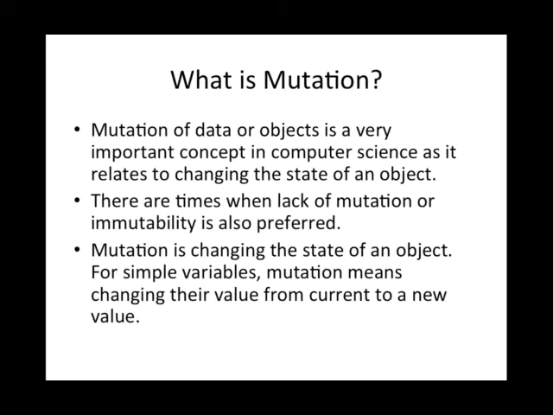So what is mutation? This is a new word I introduced, so I should talk about that. Mutation of data or objects is a very important concept in computer science as it relates to changing the state of the object. An object should always be in an uncorrupted state, and once you change it, the changed state should also be uncorrupted. So mutation should create uncorrupted objects.